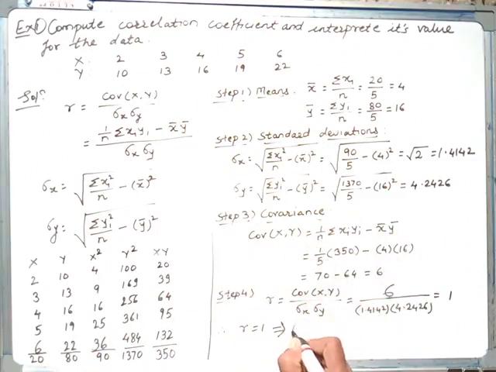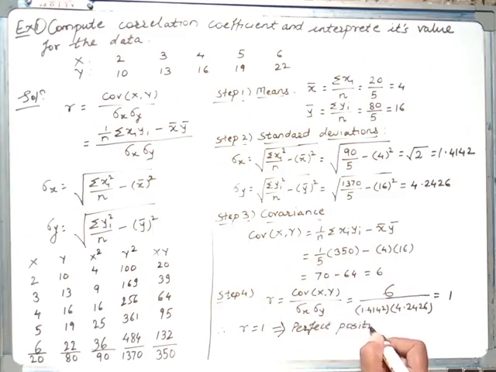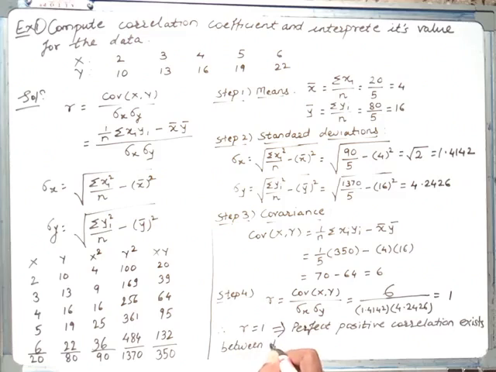Fine. So I can say perfect positive correlation exists. Perfect positive correlation exists between two variables x and y. Okay.